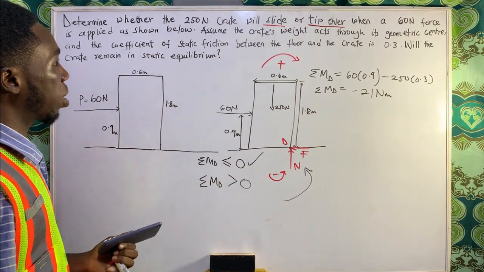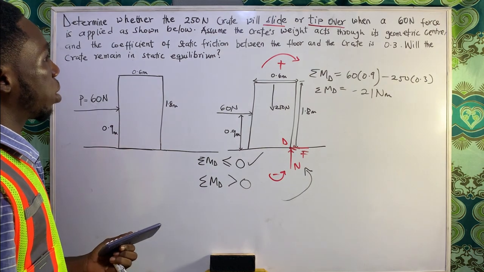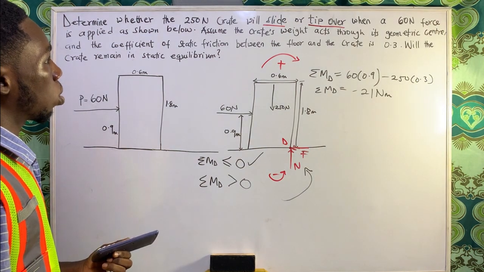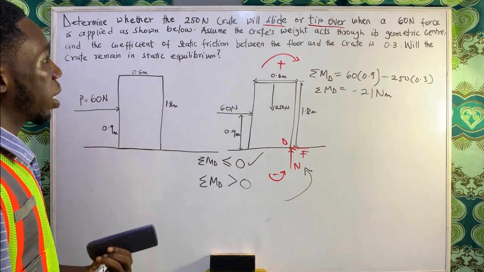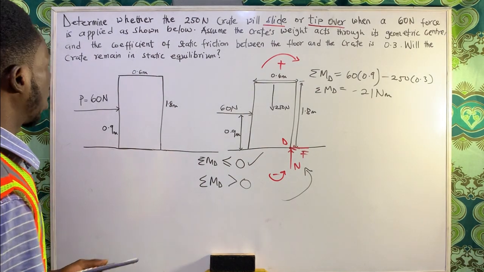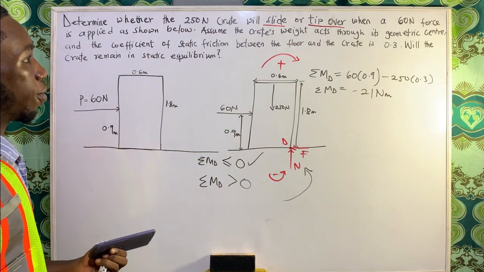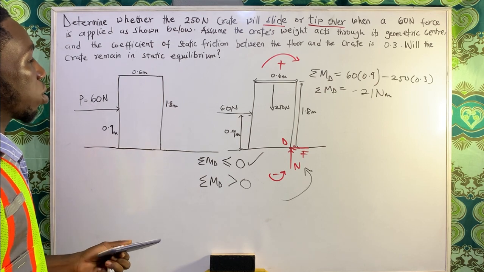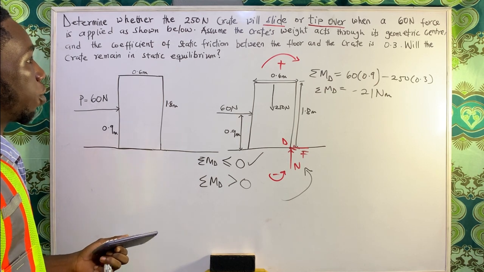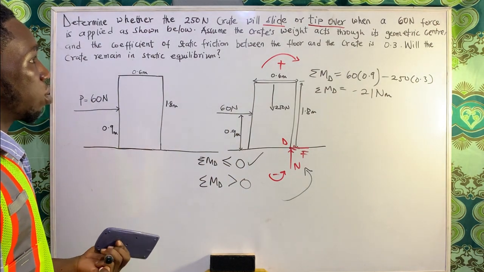Now let's look at the second part, which says that we should determine whether the crate will slide or not. For the crate to slide, the applied force must be higher than the maximum friction force. So for us to know whether the crate will slide, we are going to calculate the maximum friction force, compare it to the applied force, and see which one is bigger.